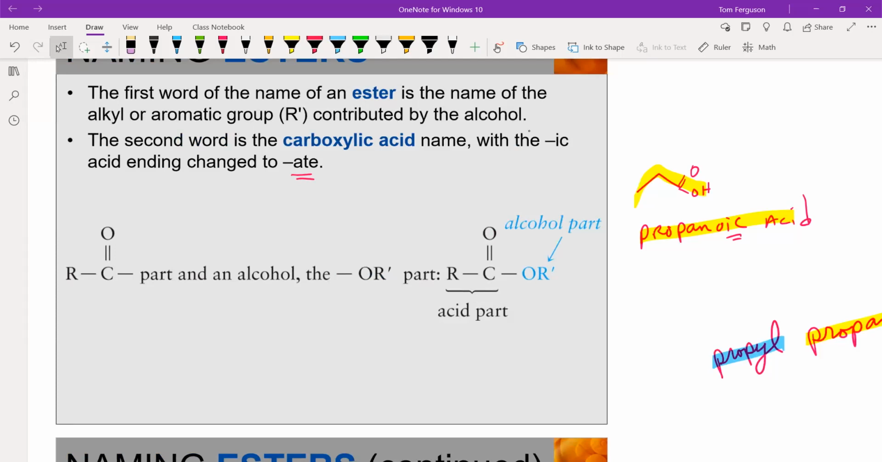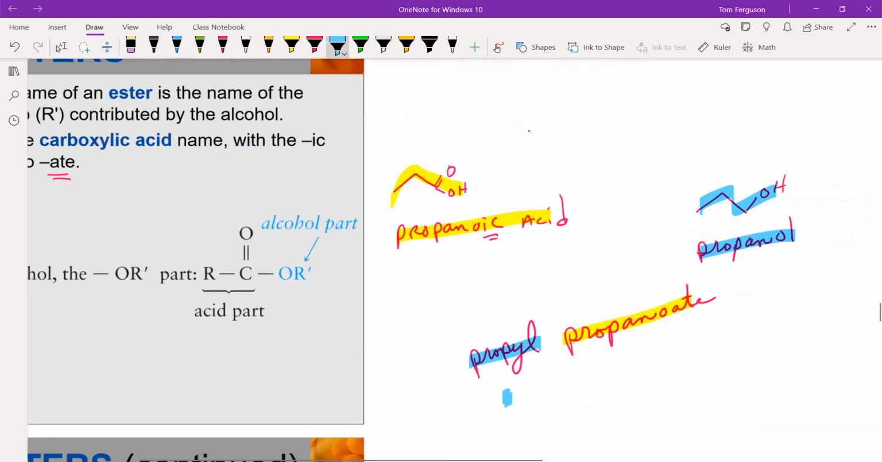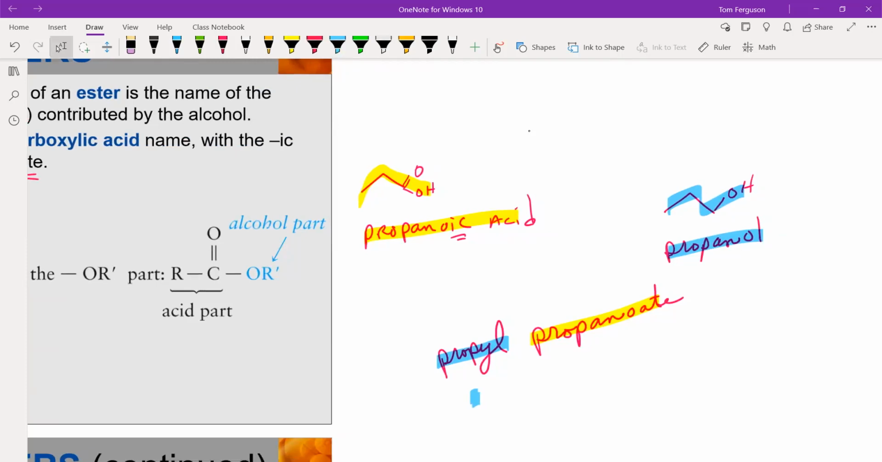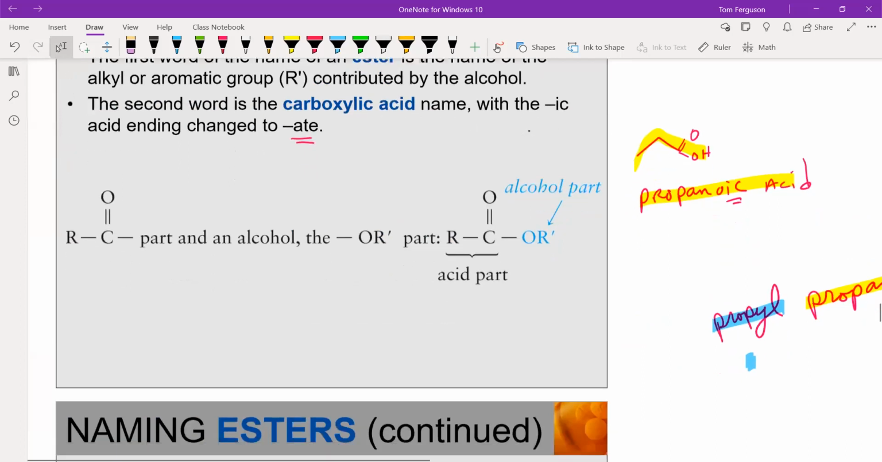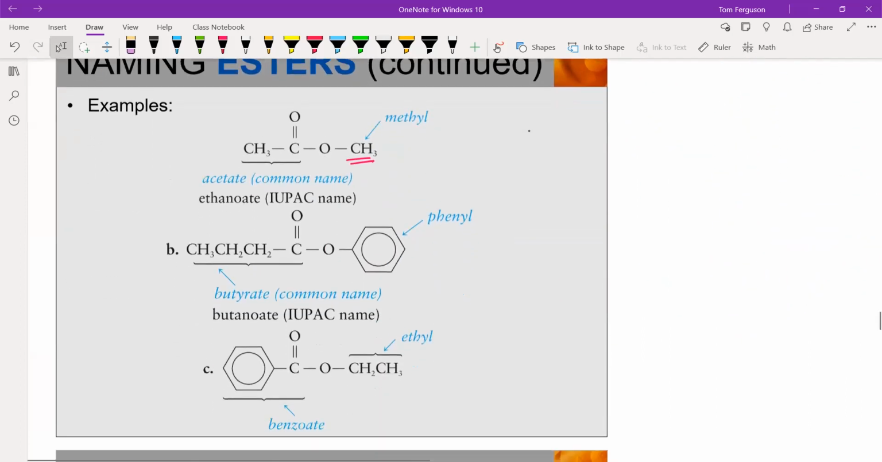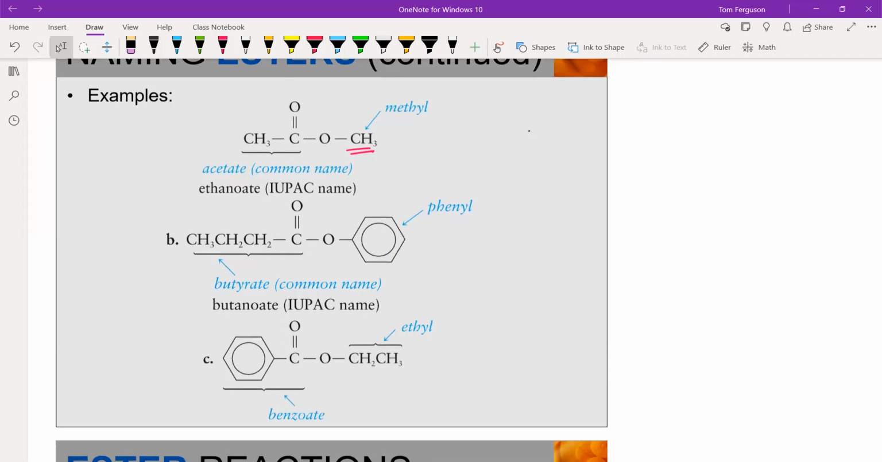So naming an ester is in two parts. We name the alcohol part, the original alcohol part, like it was a branch. Then we name the acid part like it was the salt of the acid, adding an ATE. So alcohol part, acid part.